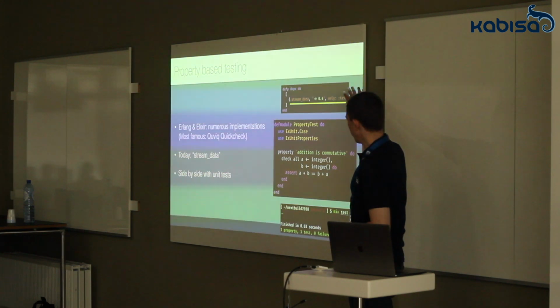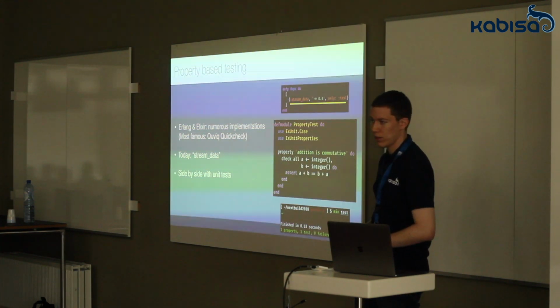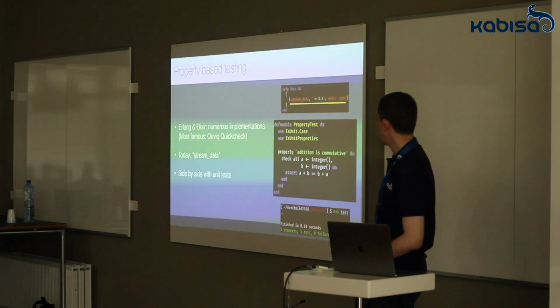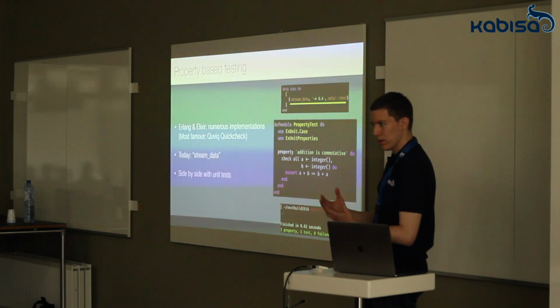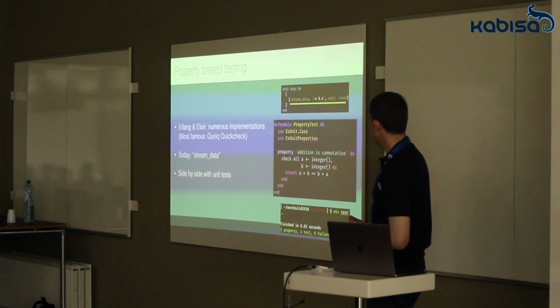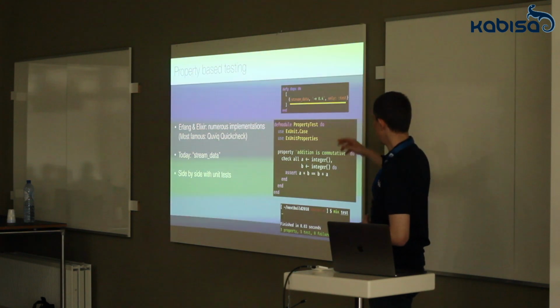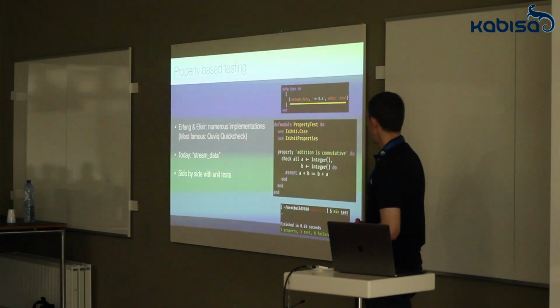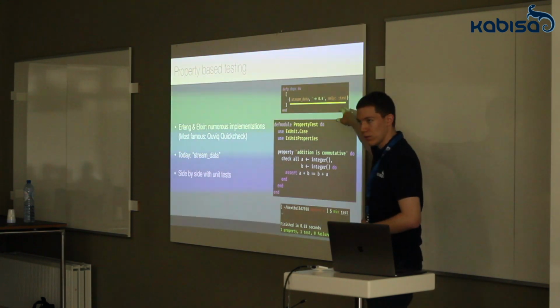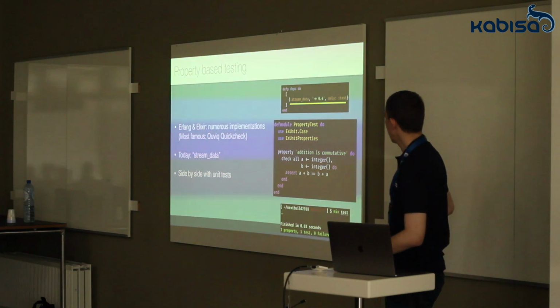The top piece of code is located inside your mix.exs file. That's basically your project file for your Elixir project. So we just say that we want to include the Stream Data library, and we only want to include it for the test environment.